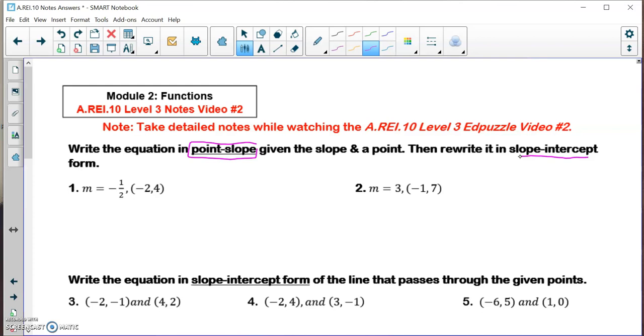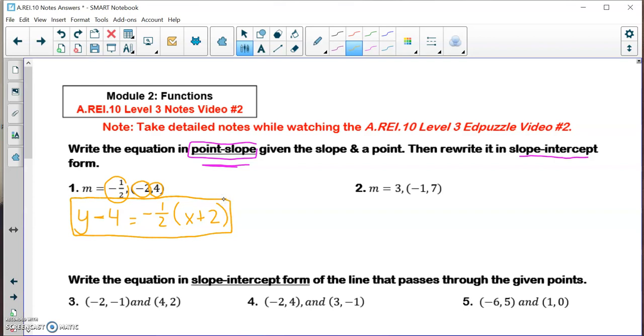Well, it's very simple to write an equation in point-slope form when you have a slope and a point, because that's exactly what you need. So to write this equation in point-slope form, it would be y minus the y value of the point that's given to you is equal to your slope times x minus the x value of the point that's given to you. X minus a negative 2 is the same thing as x plus 2. So right now we have this in point-slope form, which is part of what they asked us to do.